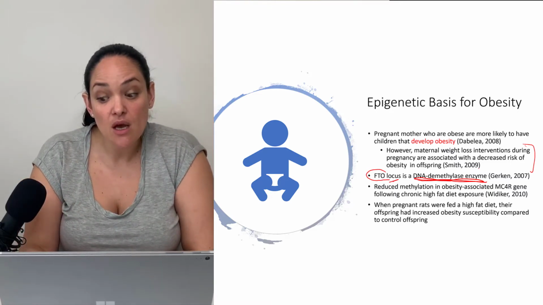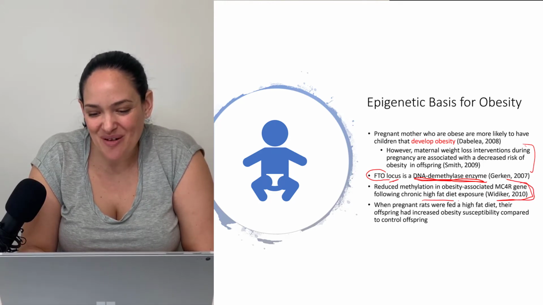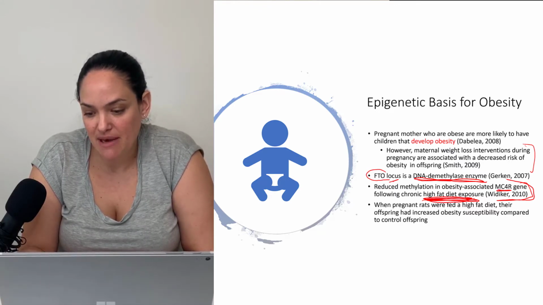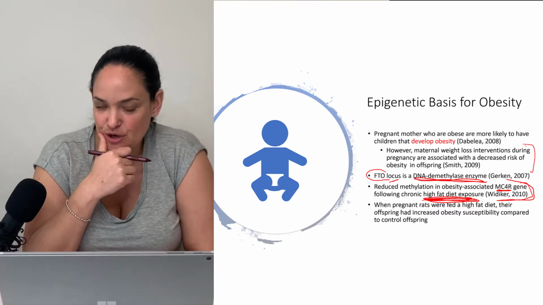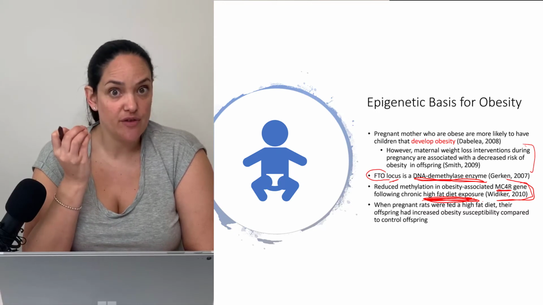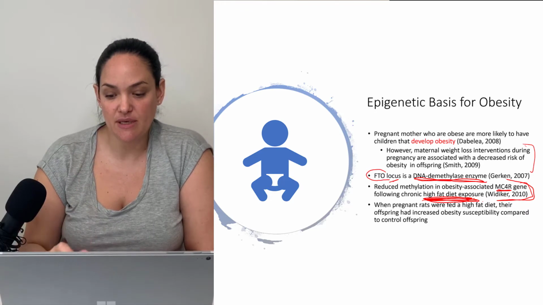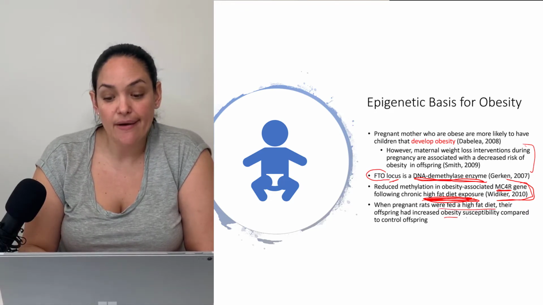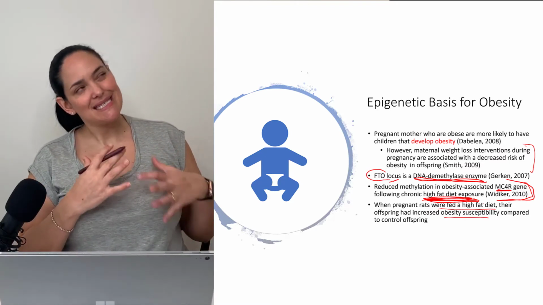We also see changes in methylation when people, and mice, well, more studies in mice, are fed a high-fat diet. We actually see a reduction in methylation of the MC4R gene, the melanocortin receptor, which is part of the appetite sensing pathway and the satiety pathway in the hypothalamus. Like it says here, when pregnant rats were fed a high-fat diet, their offspring had an increased risk of obesity as well.